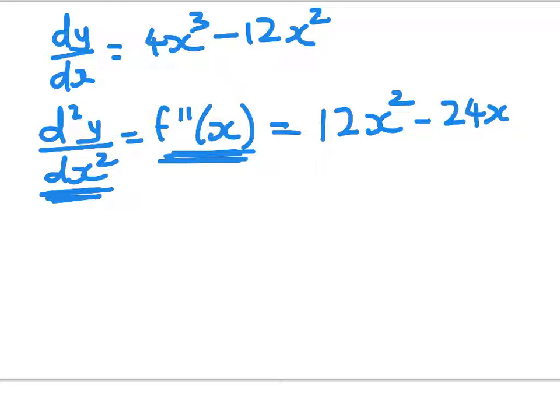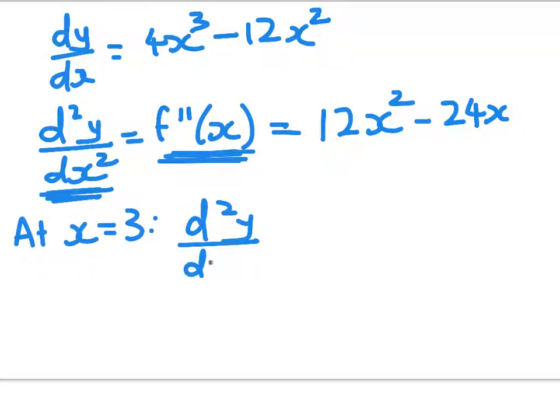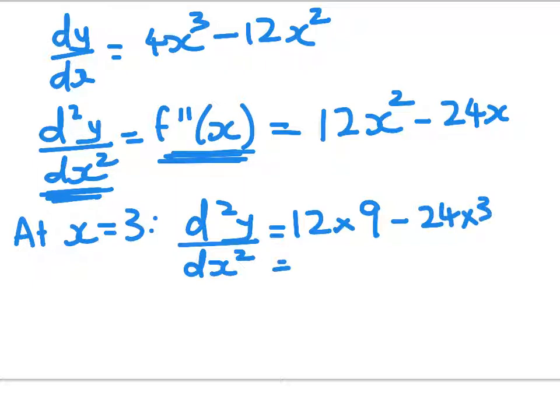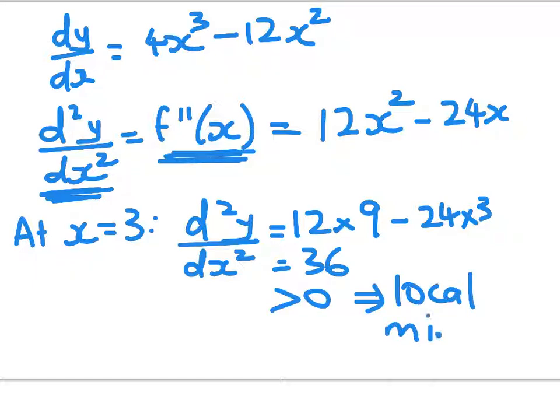Now, what I'm going to do now is work out at x equals 3, what's the value of that? So at x equals 3, now we substitute 3 in there, and we get 12 times 3 squared is 9, minus 24 times 3, and that gives me 108 minus 72, which is 36. Now that's positive, so we have found that we've got a local minimum at x equals 3.